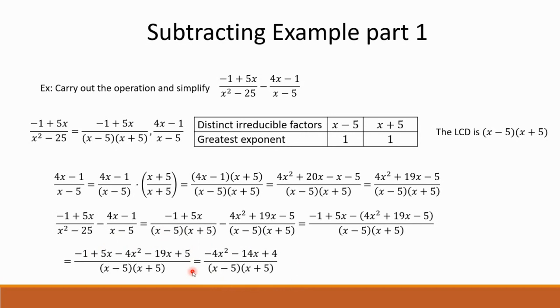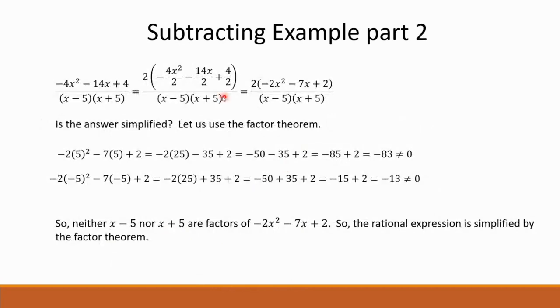Well, what I did was, for the numerator, I did factor out 2, because you can see that negative 14 and 4, they have a common factor of 2. So I took that out, as you can see. And you could factor what's left, the minus 2x squared minus 7x plus 2. But again, we really don't have to, thanks to the factor theorem.